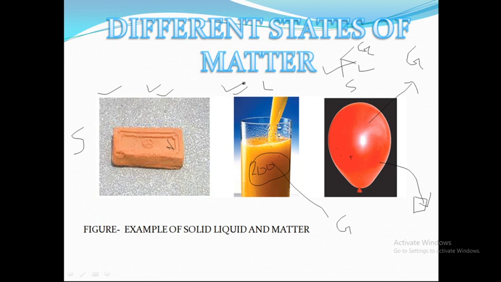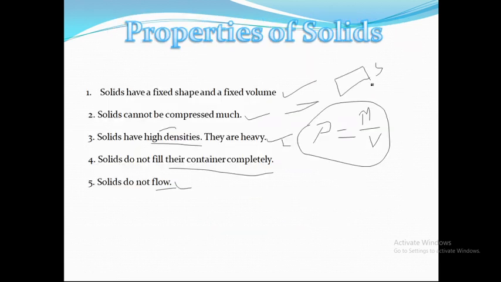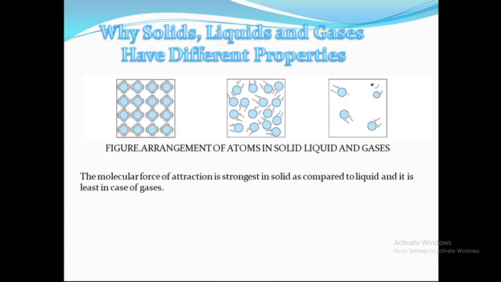In case of liquid, it does not have a definite shape, but it has a definite volume. Gas has neither a definite shape nor a definite volume. These are the things we know from our lower classes, from 6 or 7, I think. That solids have a definite shape and a definite volume. Liquid has a definite volume, but not a definite shape.